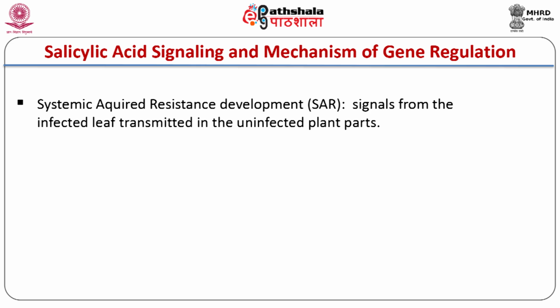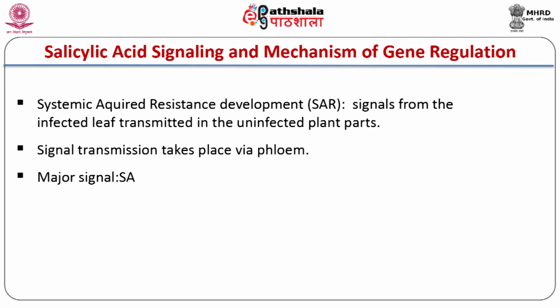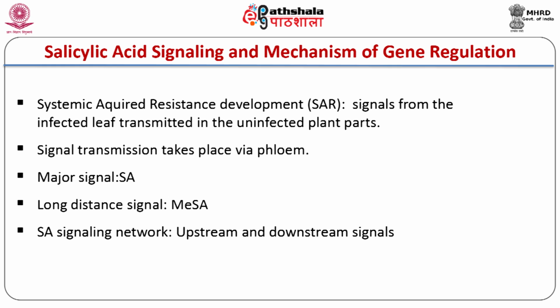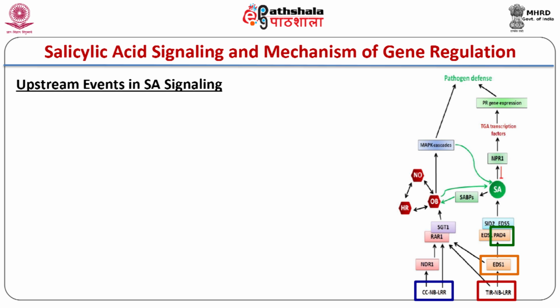For SAR development, signals from the infected leaf need to be transmitted to the uninfected parts of the plant. Signal transmission takes place via the phloem. SA and MeSA have been found to be the major and long distance signals respectively. The SA signaling network is very complex and divided into upstream and downstream signals. First, I will talk about upstream events in SA signaling.